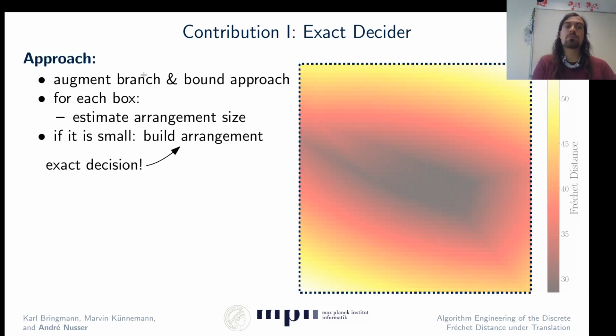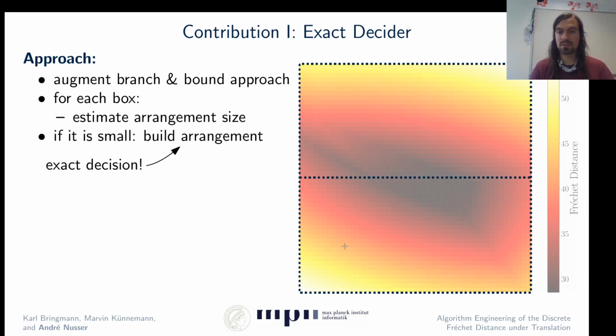So the approach of this exact decider is that we augment the branch and bound approach of the continuous Lipschitz optimization, such that for each box we estimate the arrangement size, and if the arrangement is small, then we can build the arrangement, because then also the algorithm is fast, the discrete geometric algorithm. And this gives us an exact decision, which is very nice. So now let me explain how the algorithm works.